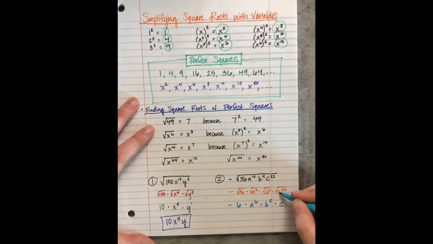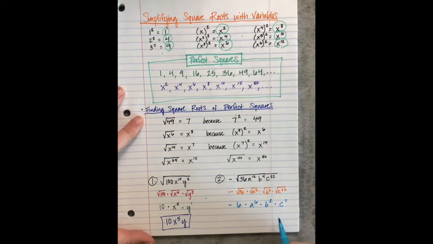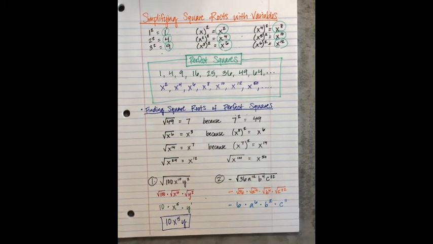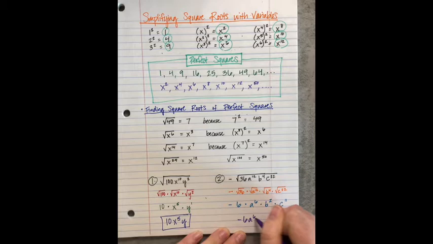And square root of c to the 22nd. You just have to think about what 22 divided by 2 is, basically. C to the 11th. All of that I can shove together in one final answer. So my final answer would look like negative 6 a to the 6th b squared c to the 11th.